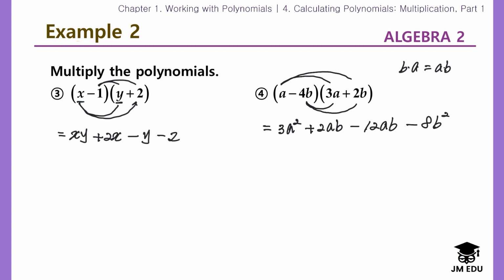And we do have like terms. AB term right here, AB term right here. So plus 2 minus 12, that's minus 10, right? So we have 3a squared minus 10ab plus, minus 8b squared.